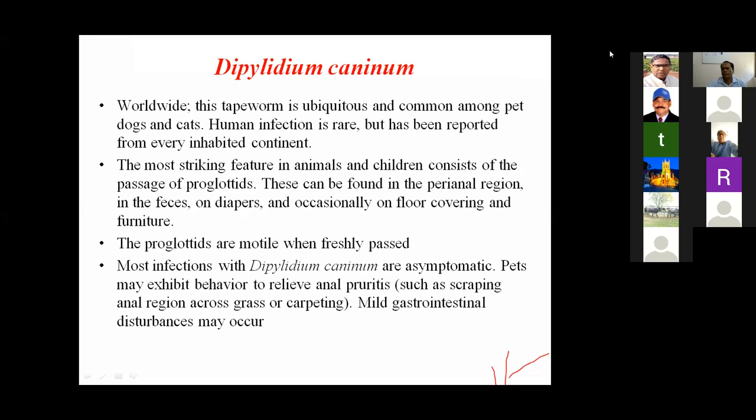Most infections with Dipylidium caninum are asymptomatic. A pet may exhibit behavior to relieve anal pruritus. Generally in animals, when the gravid segment comes out from the anus, it causes irritation to the anus, so the dog sits in a sitting posture and drags its anus onto the ground. So this has to be differentiated from anal pruritus or impacted anal glands. Remember that. And you must have a history of fleas on the dog. Then this infection can come to human beings in your house also.